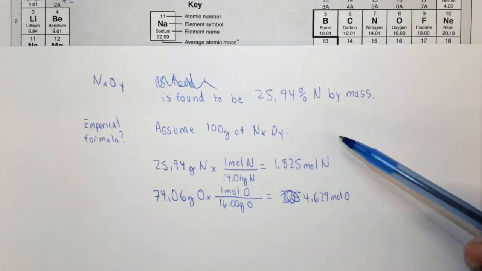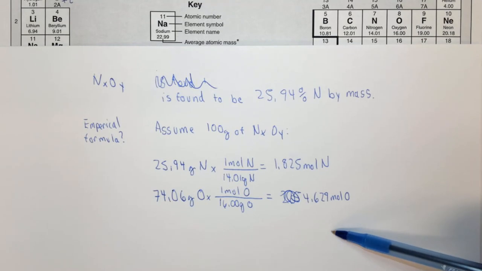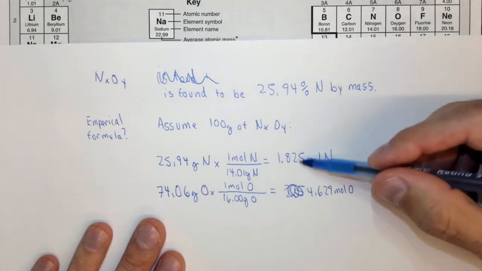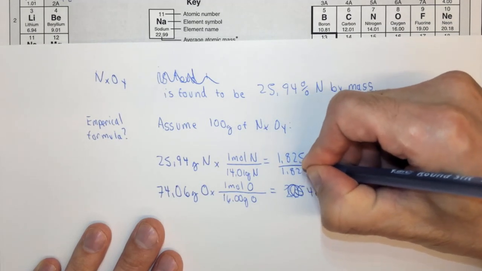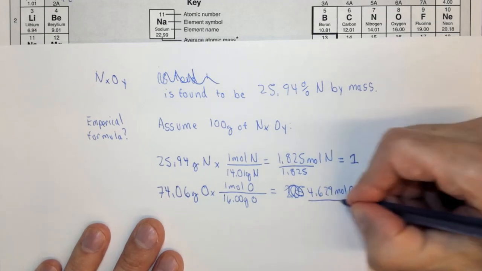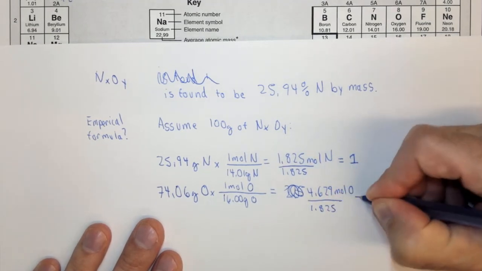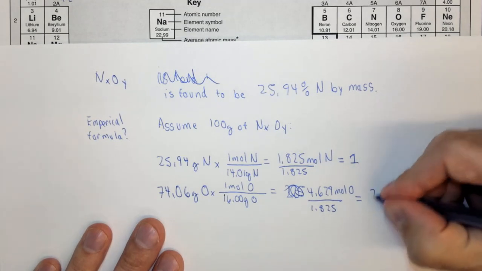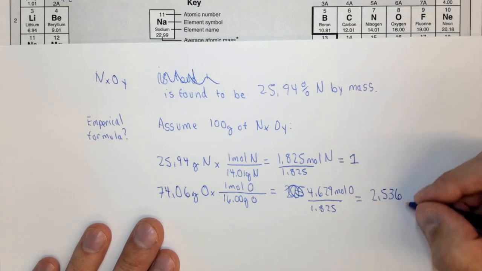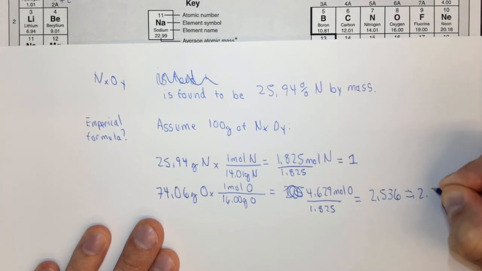So now we have the moles of nitrogen and the moles of oxygen. Remember that empirical formula is the simplest ratio of moles. Since we want a whole number ratio, not a fractional ratio, we divide by the smaller one. So in this case, we divide by 1.825, which of course for nitrogen gives a 1. For oxygen, we divide by 1.825 as well, and in this case, we get 2.536. Now, in the lab, you might be told just to round this to 3 because there's some experimental error. But here in this made-up question, there's no experimental error. So this is approximately 2.5.